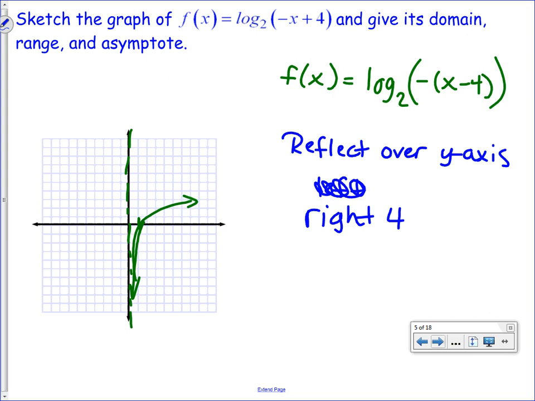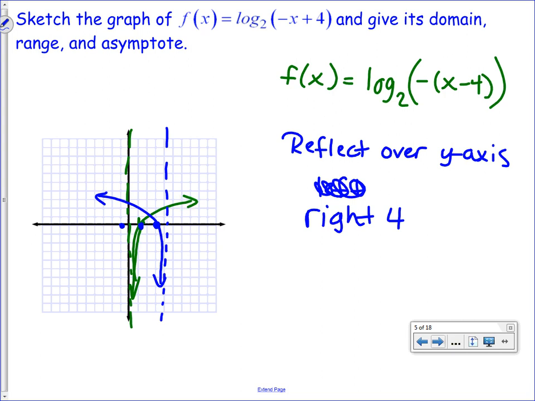Okay, so I'm going to take this point at (1, 0), flip it over the y, so it'll end up here, and then move it right 4. So it'll end up here. And my VA is going to end up at 4, again, because we're shifting the graph right 4. And then because of that flip over the y, the graph is going to look like this.